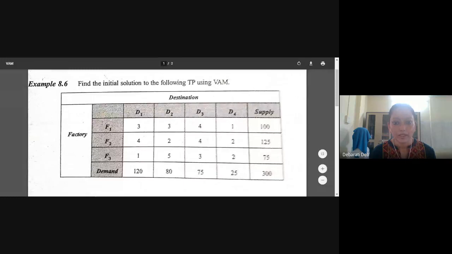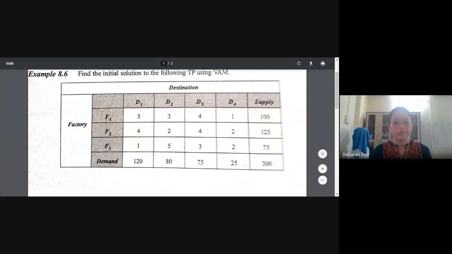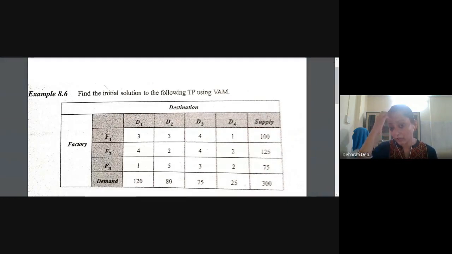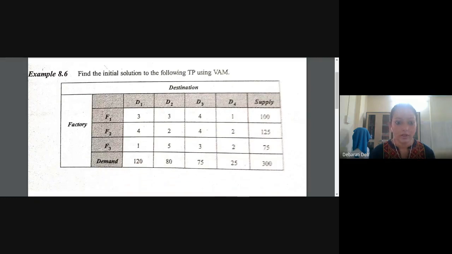Okay, so with the assumption that you have understood the steps, this is the next sum on RAM that we will be doing today. This is a 3x4 table. These are the factories' names given. Factory means the origin, same thing. From the factory they are going to reach the destinations. Factories are given 3 in number, F1, F2, F3, and the destinations are 4, D1, D2, D3, D4.